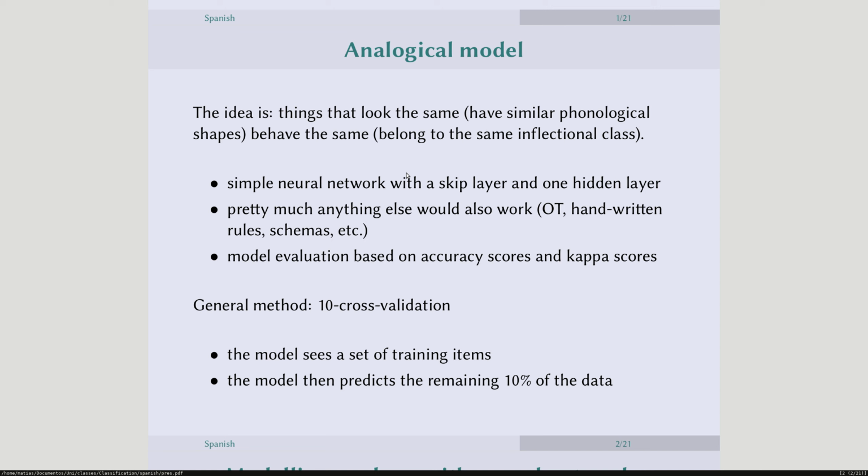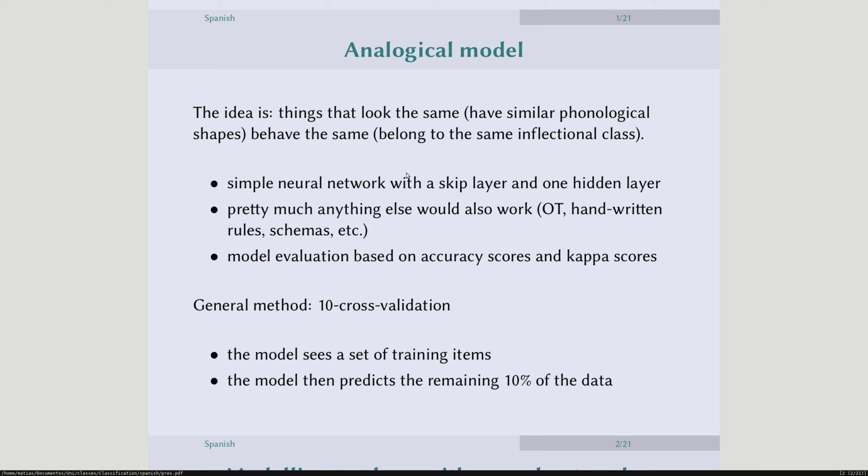Model evaluation is again on accuracy scores, on kappa scores, and one important point I didn't discuss in the first video is that we were doing tenfold cross-validation. The idea of cross-validation is that you want to test whether your model is actually learning stuff and not just remembering. So if I train a model on a dataset and then test that model on the same dataset, it's unclear whether the model will perform equally well on items it hasn't been trained on.